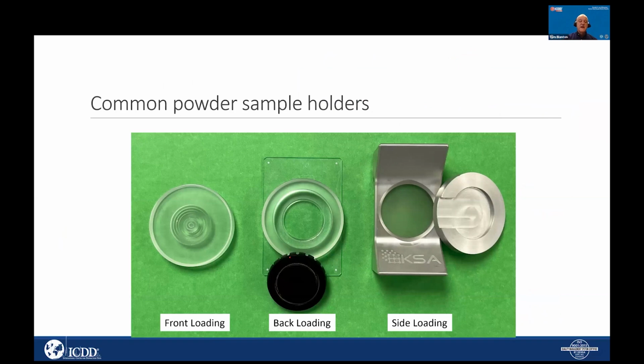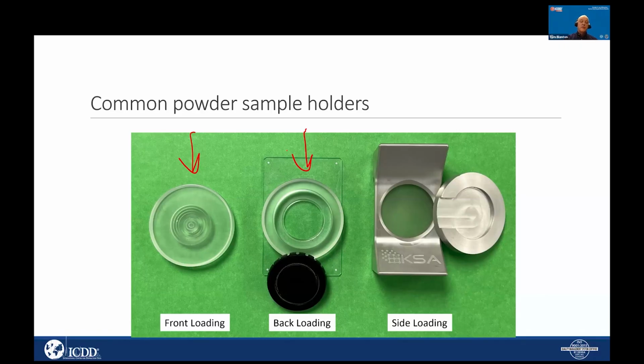These are common powder sample holders. We've been focusing right now on the front loading holder. This is the one that's primarily provided by most of your instrument manufacturers. Some of them will also provide what we call a backloading holder. And in this case, there's actually a hole drilled all the way through your holder itself.